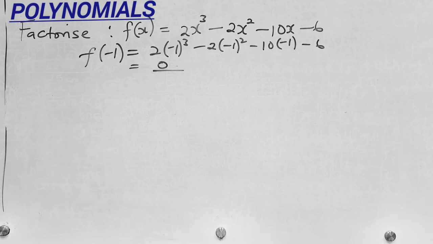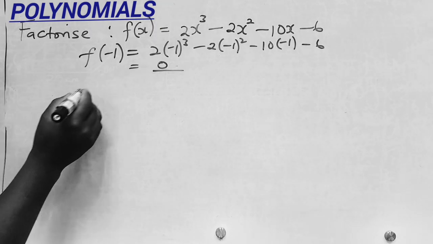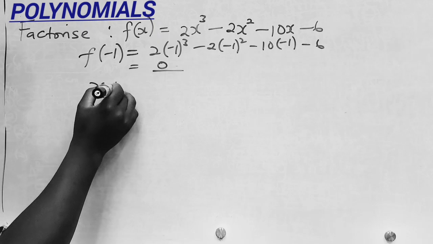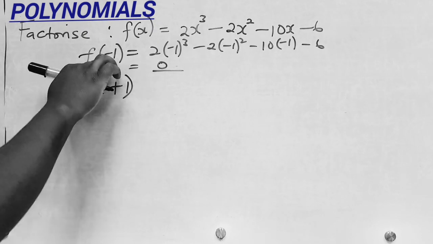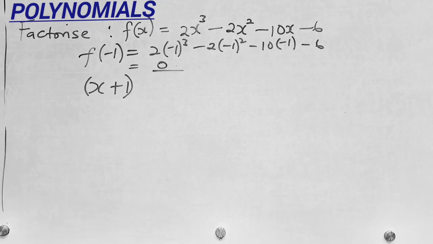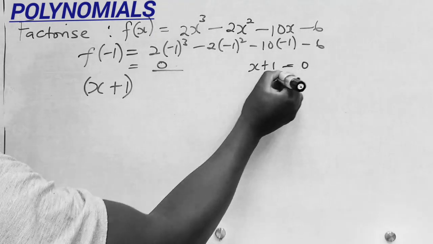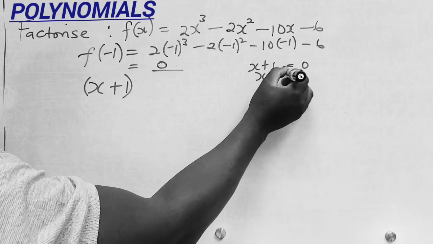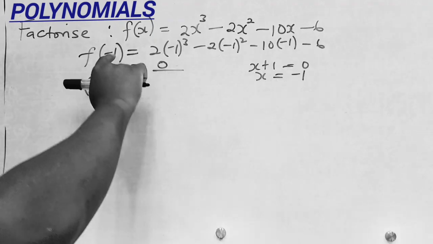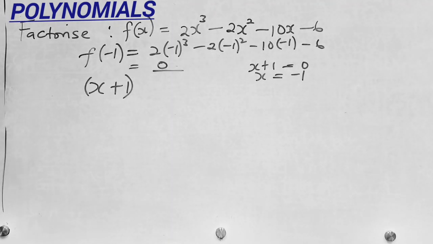Then from there, we'll write it as a factor like this. It will be x plus 1. If it is a minus, that gives you a 0. Because when you determine that factor, you say x plus 1 is equal to 0. Then x will be equal to minus 1. Then you substitute minus 1 into your cubic function.